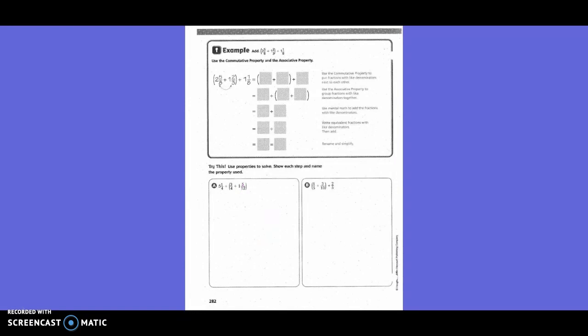Example: add 2 5/8 plus 1 2/3 plus 1 1/8. It says they want us to use the commutative property and the associative property. So it says use the commutative property to put fractions with like denominators next to each other. So in other words, they just want us to switch these two around. So we're going to write 1 2/3 plus 2 5/8 plus 1 1/8.